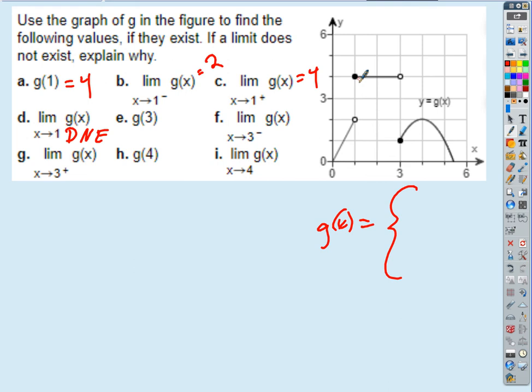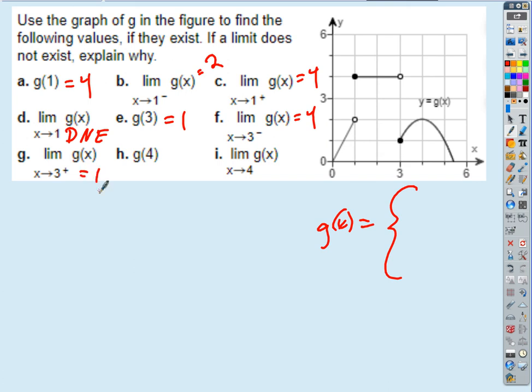All right, okay? G of 3. It's 1. 1, good. What's the limit of g of x as x approaches 3 from the left? 4, good. You guys see that? Okay. What's the limit of g of x as x approaches 3 from the right? 1.